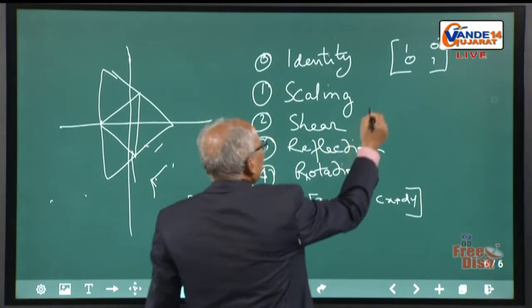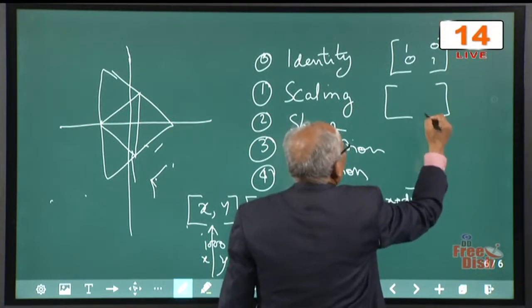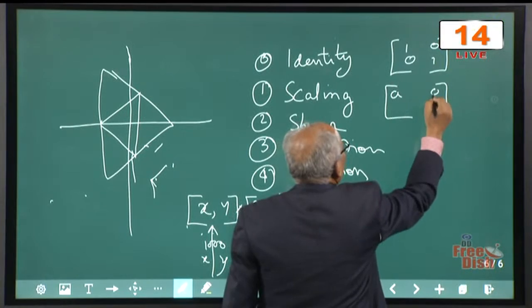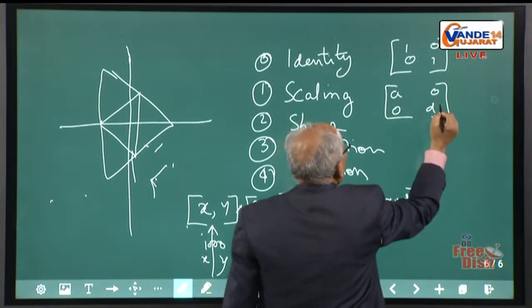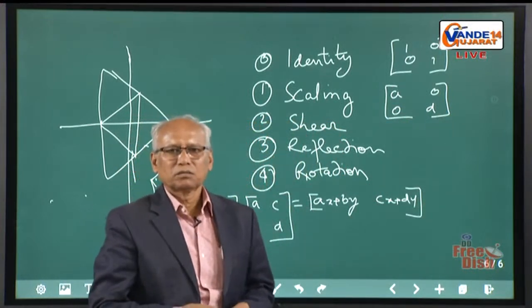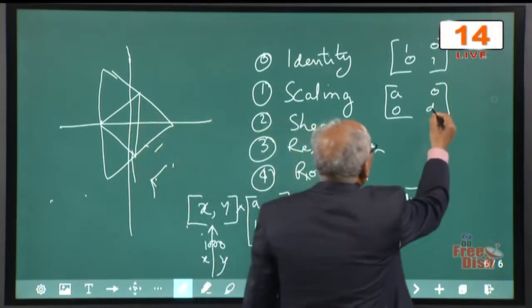Now, what is scaling? These diagonal elements, say 1 and 1, if you put some values a, 0, 0 and d. So, depending on this a and d, here uniform scaling means both of these should be the same.